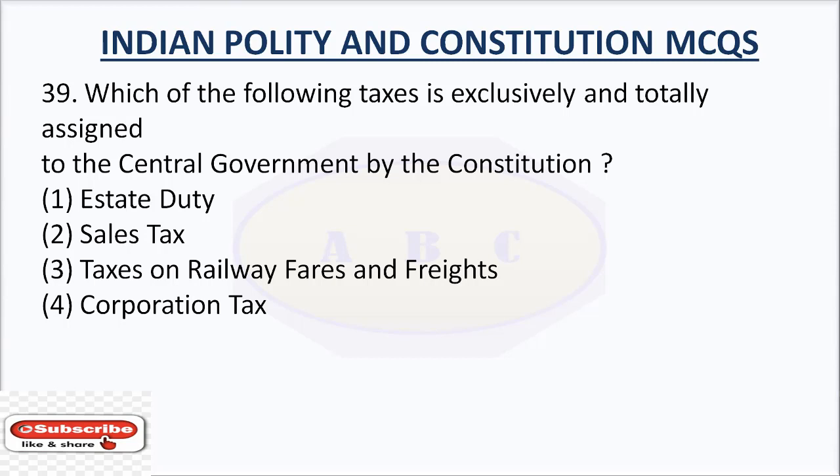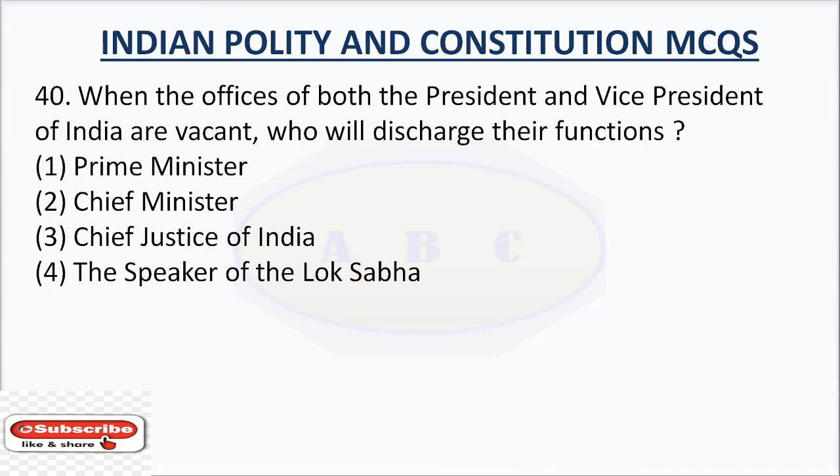Question number 39. Which of the following taxes is exclusively and totally assigned to the central government by the Constitution? Option number 1, estate duty. Option number 2, sales tax. Option number 3, taxes on railway fares and freights. Option number 4, corporation tax. Right answer is corporation tax.